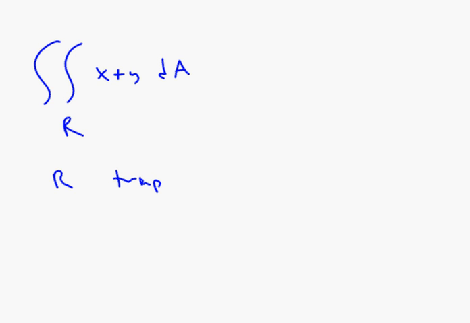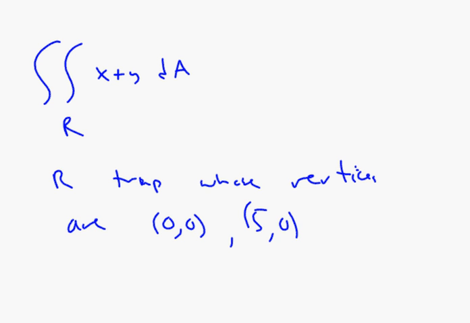Today we're going to work out an example of a double integral that would require, or I shouldn't say require, but be much nicer to do if you change the variables appropriately. Here's our integral, dA, and where R is the trapezoid whose vertices are (0, 0), (5, 0), (5/2, 5/2), and (5/2, -5/2).